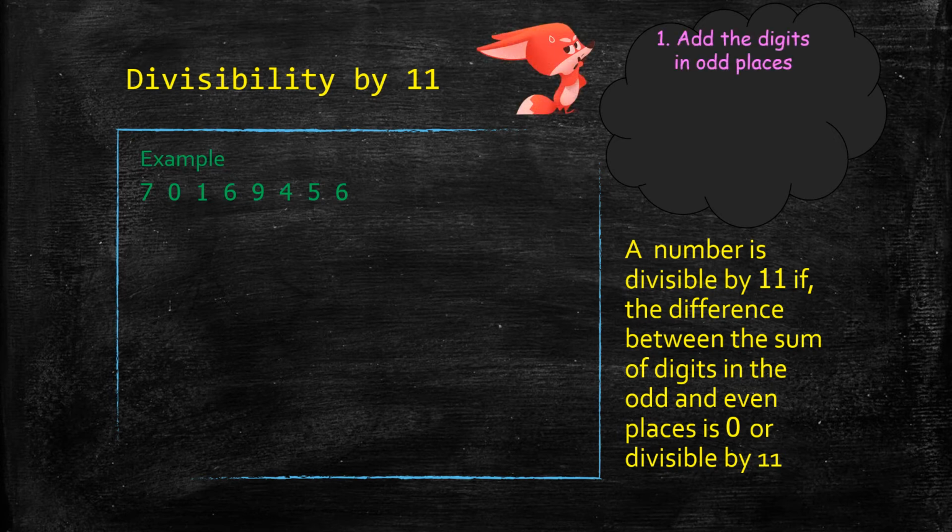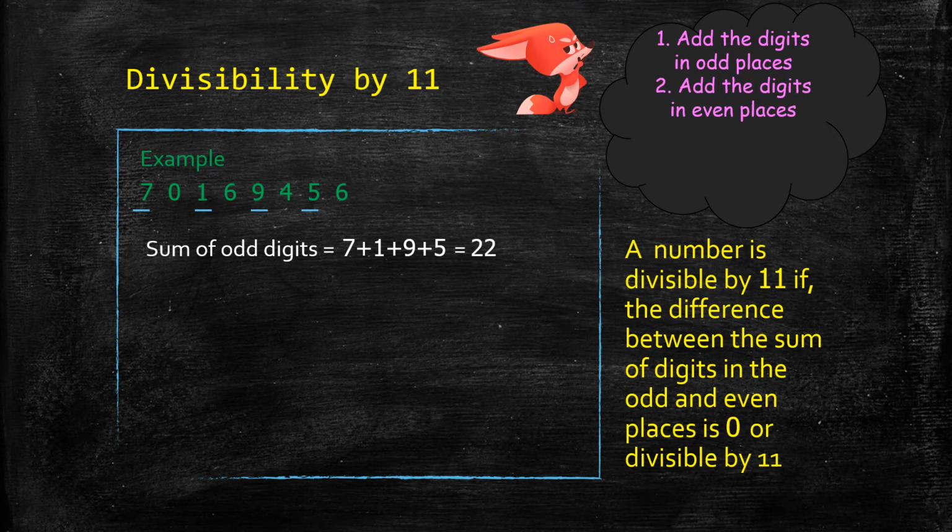First one is add the digits in the odd places. What do you mean by adding the digits in odd places? See, now I will underline the digits in the odd places for you. The alternate numbers, okay? See, 7, 1, 9, 5. These are the numbers in the odd places. You should add them. Sum of the odd digits is 22.